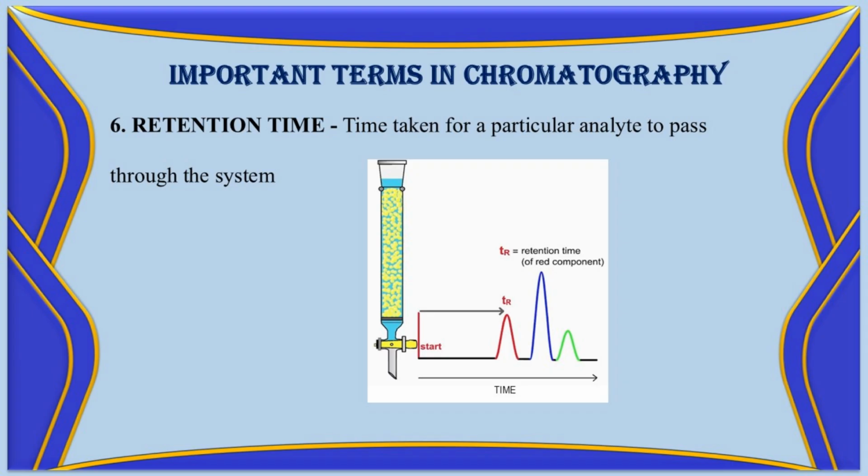The next important term is retention time. The retention time is the time elapsed between sample injection and the detection of a specific compound. It is usually measured in minutes and is taken from the injection point to the peak apex of the analyte on the chromatogram. Retention time is a key parameter for identifying compounds in a sample.